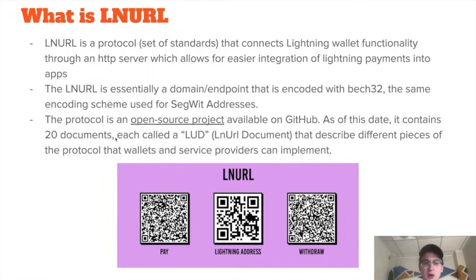So it's really cool. The protocol is an open source project available on GitHub. As of this date, it contains 20 documents, each called a LUD, an LNURL document, that describes different pieces of the protocol that wallets and service providers can implement. Just like how Nostr has NIPs and Lightning has BOLTs and Bitcoin has BIPs, these LUDs are descriptions of different parts of the protocol and the rules that you need to follow in order to have a wallet actually be able to request and go through the full flow with your server.